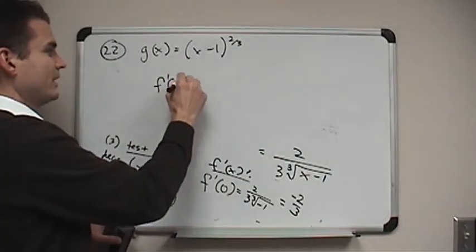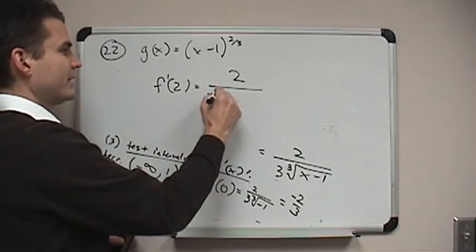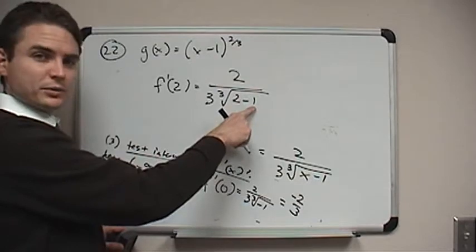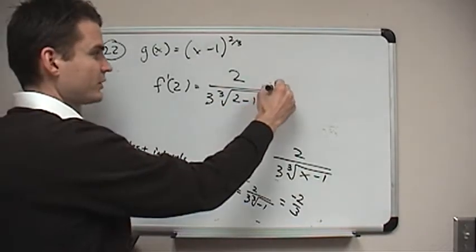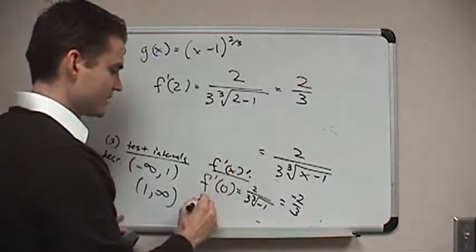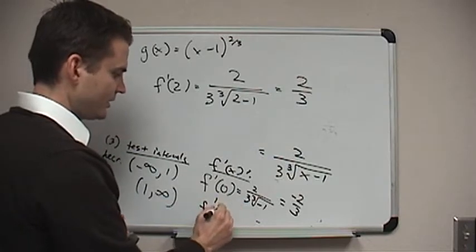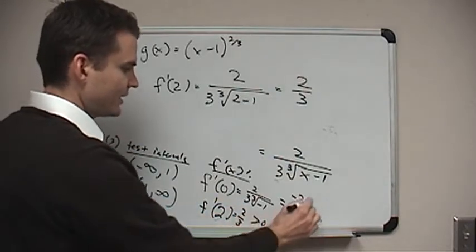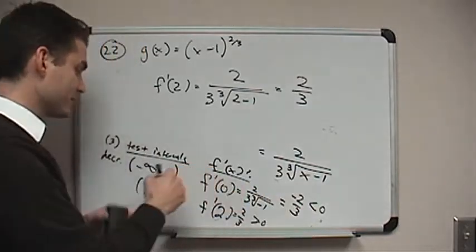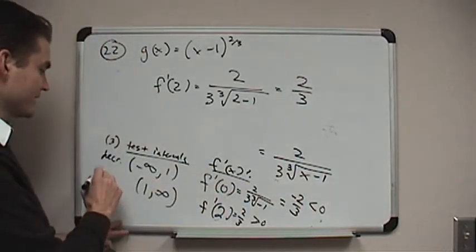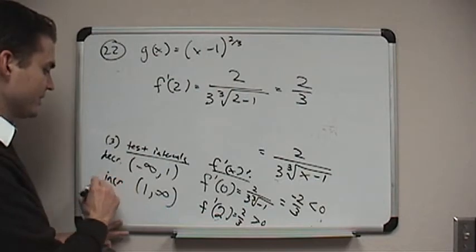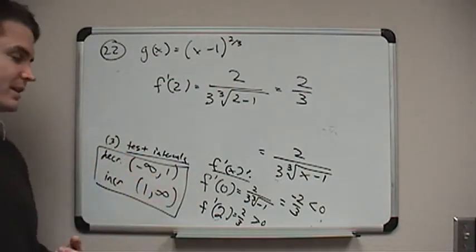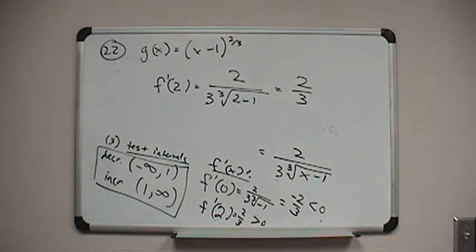What is f prime of 2? Well, it's 2 over 3 times the cube root of 2 minus 1. Well, 2 minus 1 is 1. The cube root of that is also 1. So we get 2/3. So f prime of 2 is 2/3, which is positive. So the derivative was negative in our first interval, and now it's positive in the second interval. So the function will be increasing on the interval 1 to infinity, decreasing on the interval negative infinity to 1.